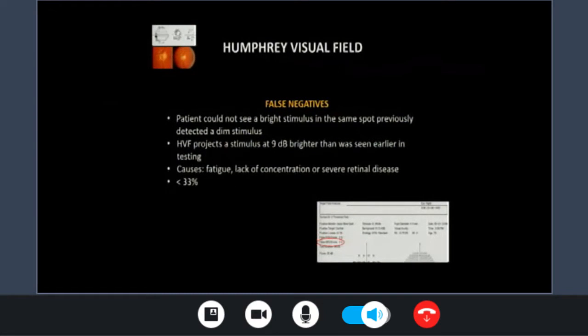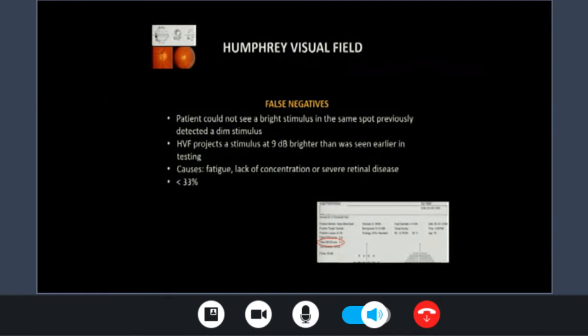False negative, what does it mean? So when you present a stimulus to the patient, and the stimulus is, let's say, 20 decibel. By the way, when I give you a stimulus of 5 decibel and 30 decibel, which is stronger? 5. 5 is brighter. Right?